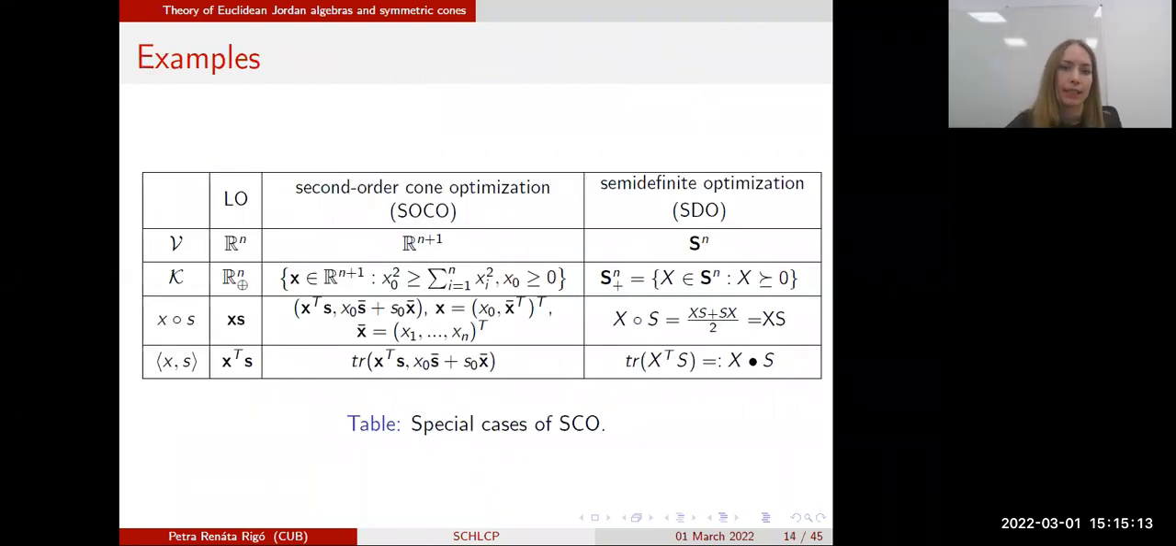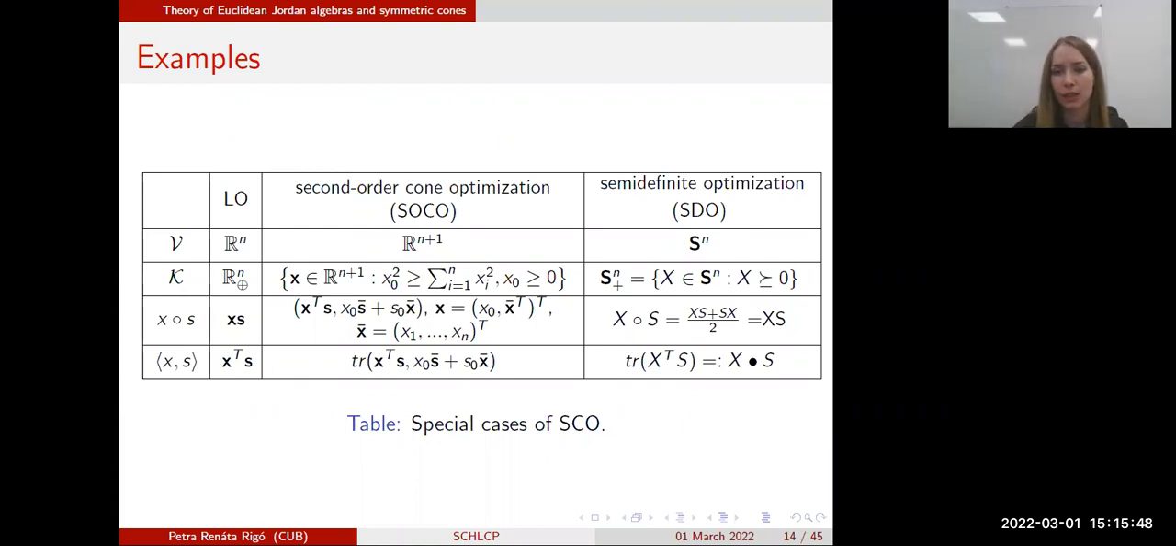In the following table, we can see some specific cases. So if V is R to the power of N and the cone is the non-negative orthant, then of course we get back the linear programming problem. And if we take the Lorentz or ice cream cone and V is R to the power of N plus 1, and taking this inner product, then we get back the second order cone programming problem.